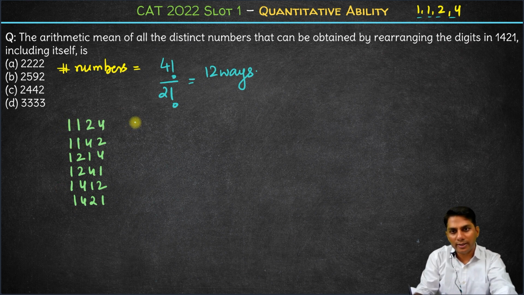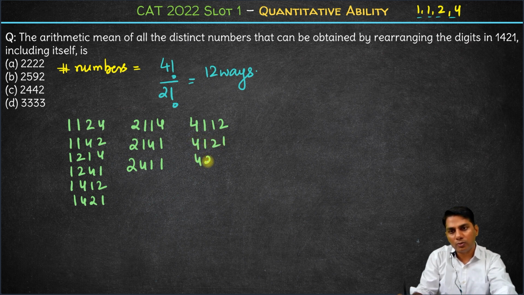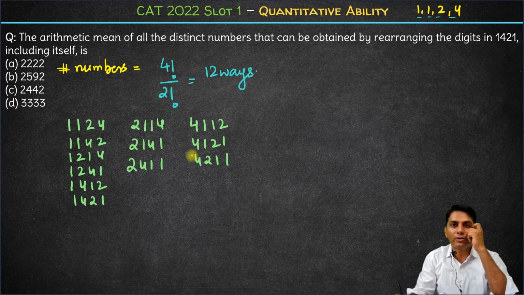Now let's take 2 as the leftmost digit. So we'll have 2114. Then you have 2141 and 2411, right? These will be all the numbers with 2 as the leftmost digit, and then taking 4 as the leftmost digit, you have 4112, 4121 and 4211. So these are the 12 numbers and now let's simply add them.